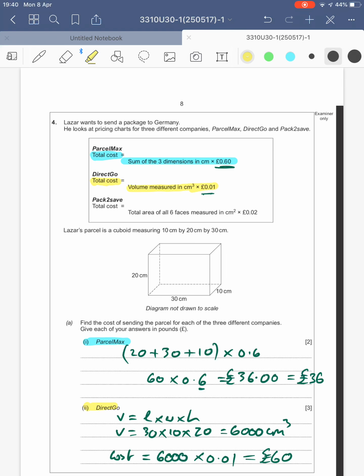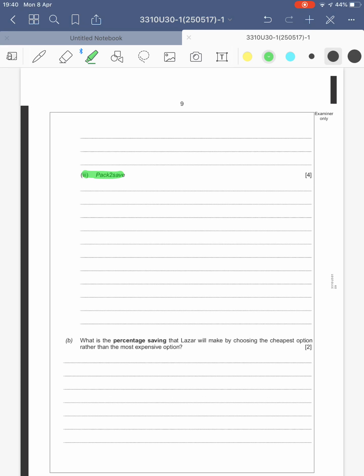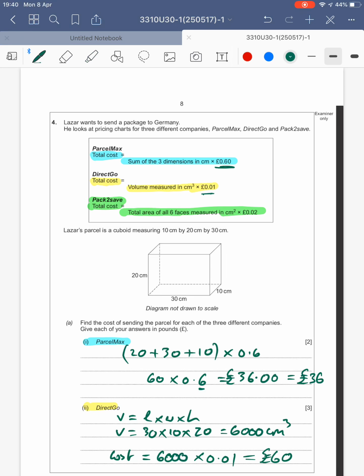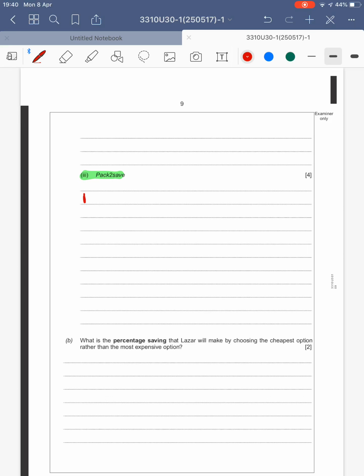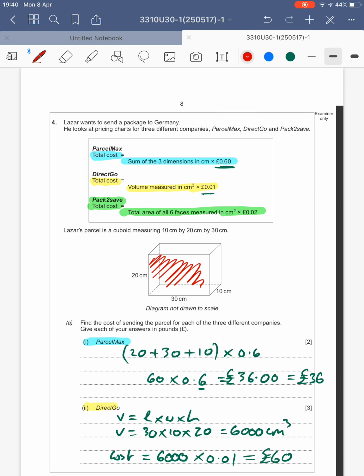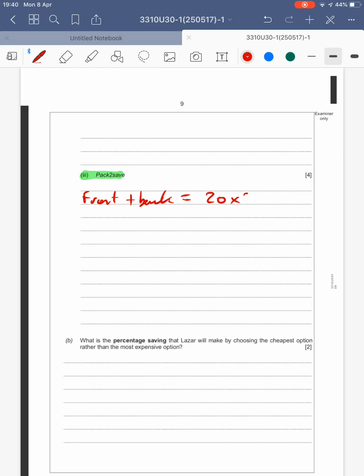Okay, then the last one, we've got to work out the total area of the 6 faces for pack to save. So first thing we need to do is work out the area of the front, and also you've got the back, which you can't see. So the area of the front and back. The area of the front is a rectangle which measures 20 by 30, so we're going to do 20 times 30. But we've got one at the front and one at the back, so I'm going to times that by 2. 20 times 30 is 600, times 2 would give me 1,200, and that's centimeters squared because we're working out area.